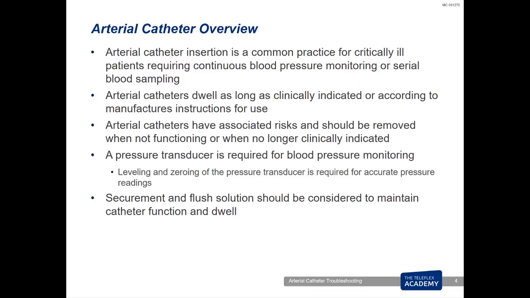A pressure transducer is a required element of an arterial catheter. The pressure transducer is required for blood pressure monitoring and requires its own independent maintenance, including leveling and zeroing, and ensuring that there's enough solution and pressure in the pressure transducer system for accurate blood pressure readings. Securement and flush solution is also a consideration when maintaining arterial catheters. Both function as well, and through this section we will review those both in depth.